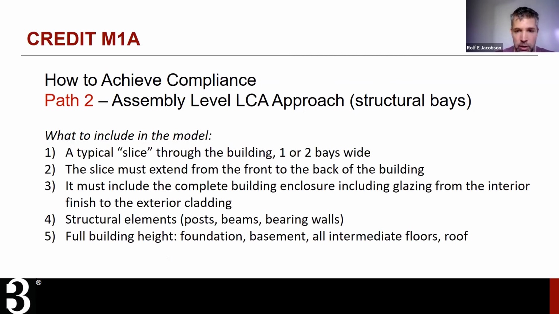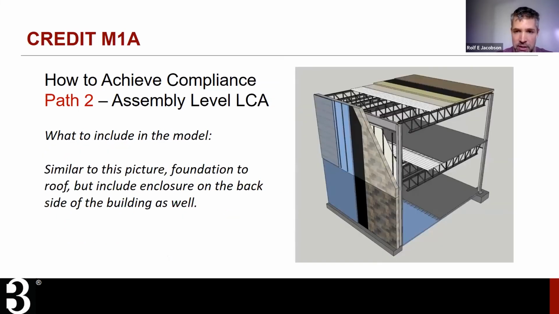You want to include a typical slice through the building. This is a look at what we'll be modeling on Thursday. If you are going to be doing this for compliance purposes under path 2, you'd want to make sure that the slice was complete. In this picture, there's no wall on the back side. You'd want to have a slice that goes clear through the building, so there'd be cladding on both sides, at the front and the back. You want to make sure you capture everything in the slice, all the way from the foundation up to the roof.